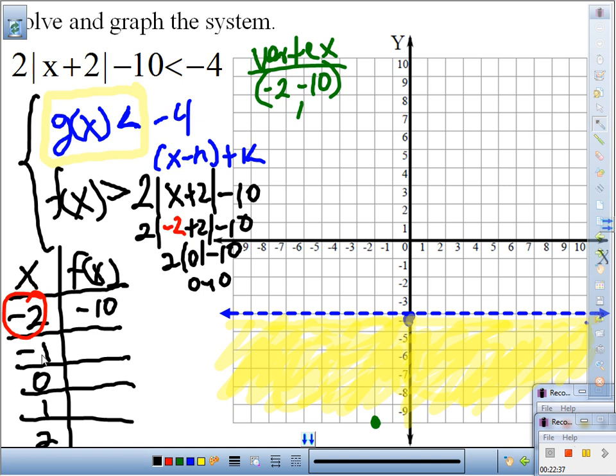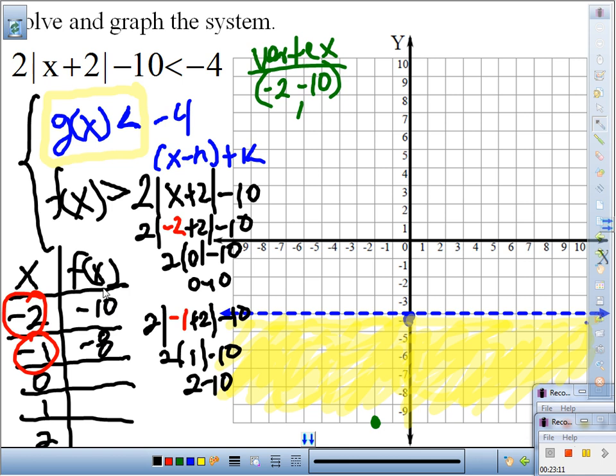Okay, I'm going to go to the next one. Negative 1. So I substitute that in here. Negative 1. What is 2 minus 1? Okay, let me show you. 2 times negative 1 plus 2 minus 10. 2 minus 1 is 1. What is the absolute value of 1? 1 times 2. 2 minus 10, that is negative 8. You guys see a pattern here for me. What's my next value? Negative 6, and then negative 4 and negative 2.